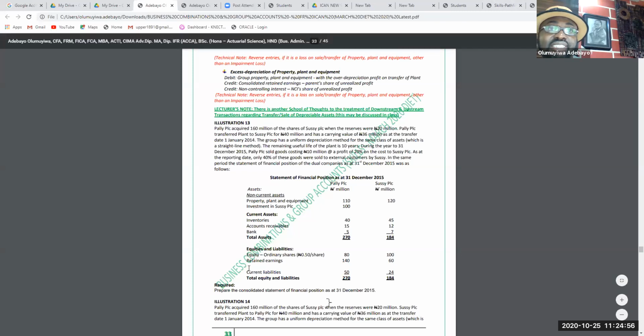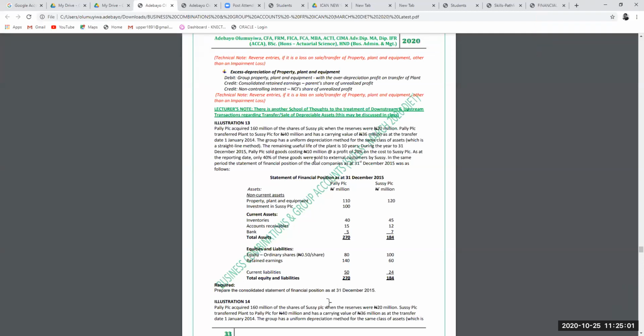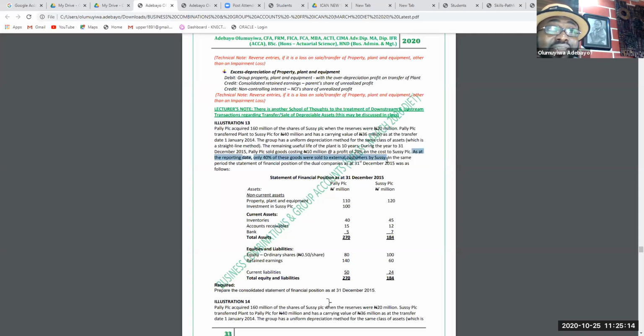Yes, that is correct. Now, let me tell you one secret in exam. You got it right 100%. Do you know what the examiner would do? Because probably in the ICAN text, this is the expression they've used. In the exam, they will change it. Listen to me. What they will now say is that as at the reporting date, only 40% of these goods were included in the inventory of Suzy. I repeat, as at the reporting date, only 40% of these goods were included in the inventory of Suzy. What does that mean?